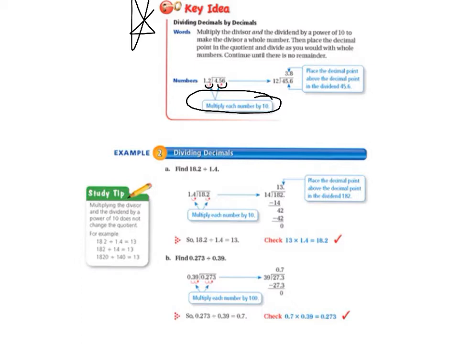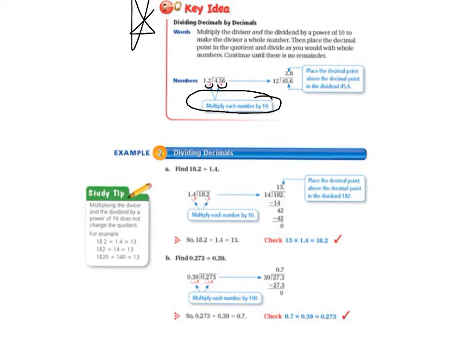Now let's take a look at example 2, dividing decimals. We're going to find 18 and 2/10 divided by 1 and 4/10. So you put 18 and 2/10 on the inside of the house and 1 and 4/10 on the outside of the house. So you're multiplying each number by 10, so that just means you're sliding your decimal point 1 to the right, and if you slide 1 to the right, you have to slide them both to the right. So your new problem is 182 divided by 14. You can do that easy cheesy.